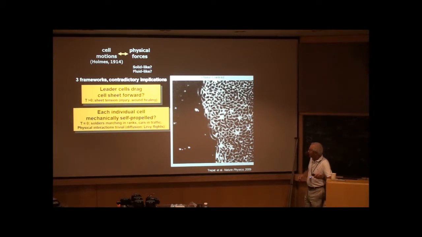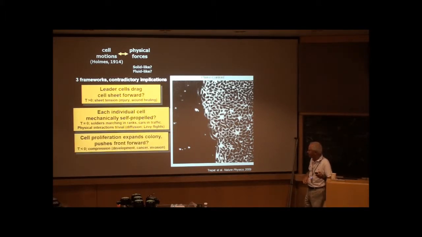Here's another idea, and that's that each individual cell is mechanically self-propelled. Each cell has its own motive force, potentially. This would be like soldiers marching in a column. All the soldiers are marching along together, but there's no force of interaction between them. Each one is self-propelled, or like cars in traffic. In that case, the stress in the layer would be close to zero. There's a whole literature on this, either modeling cells as diffusive motions or fancier models, Levy flights, things of that sort.